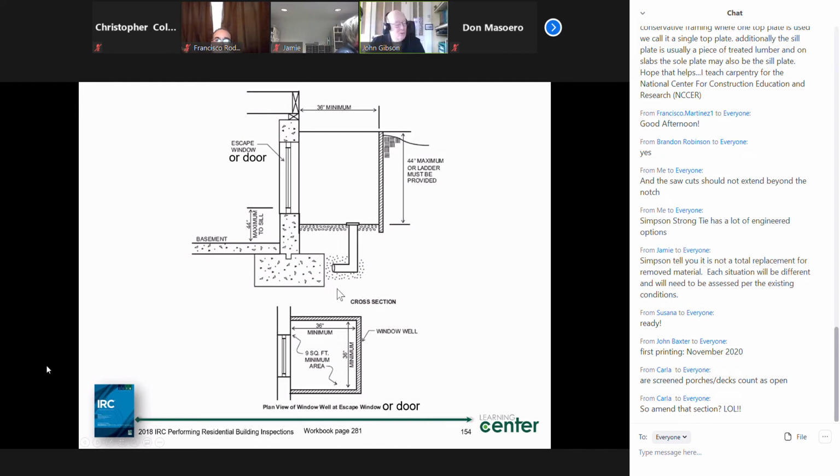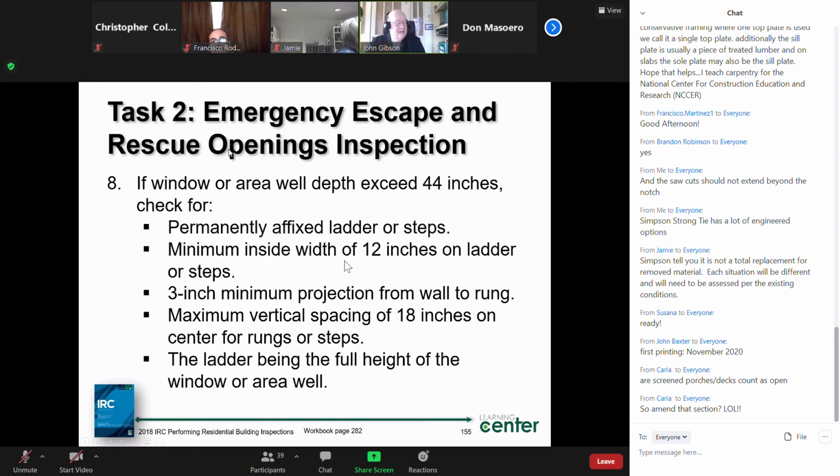Because remember, we're going to have a footing drain going around this building because we're below grade. So we'll have some kind of perimeter drain around and tie in the window well or area well to that.